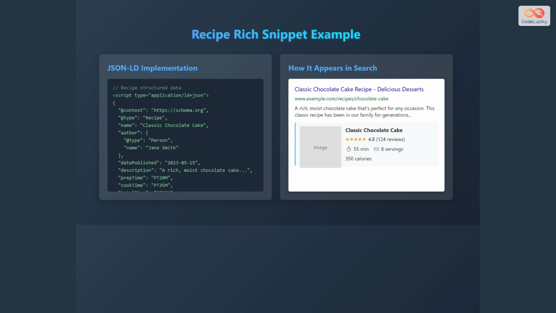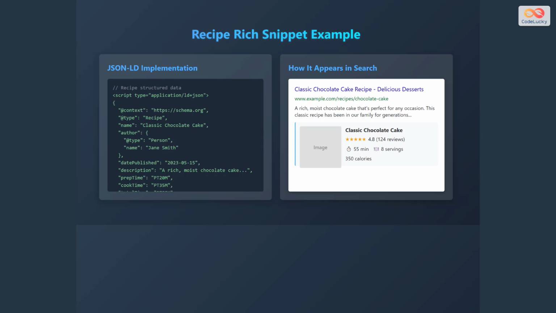The prep time is PT20M, that is 20 minutes. The cook time is PT35M, that is 35 minutes. The total time is PT55M, that is 55 minutes. The keywords are chocolate, cake, dessert. The recipe yield is 8 servings.